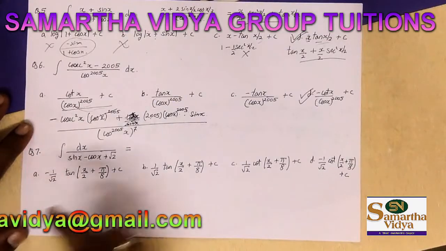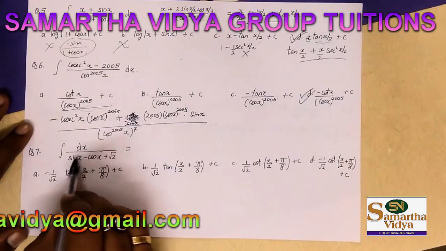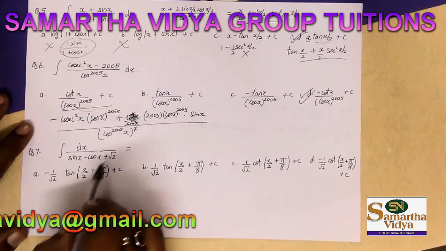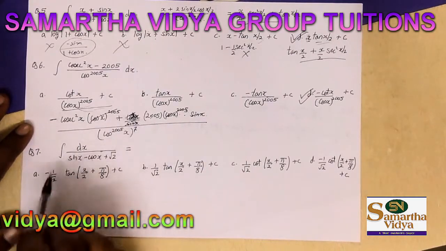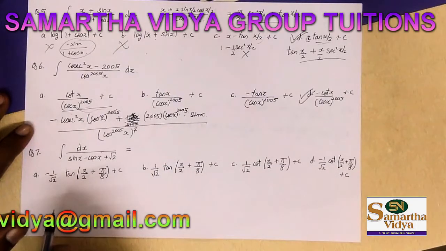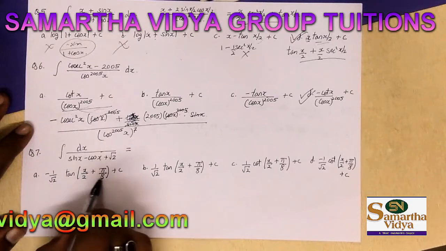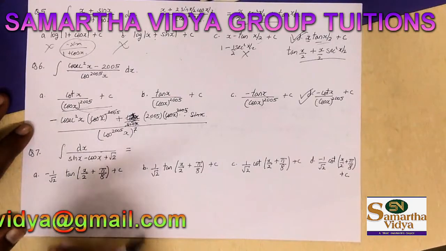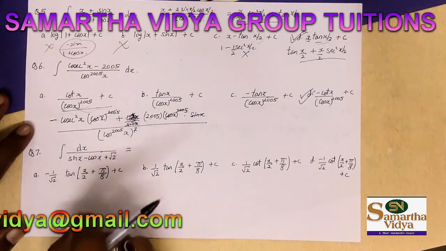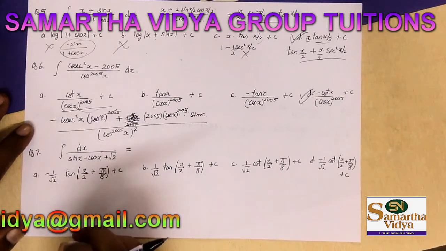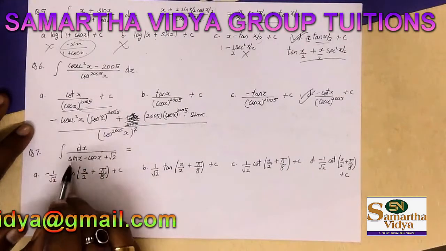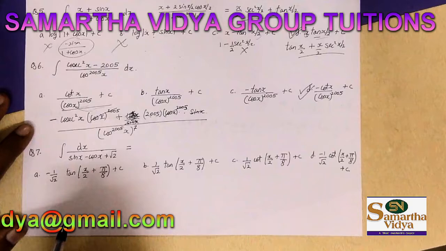Moving on to the next one, we have the integration of dx upon sin x minus cos x plus root 2. Now, if you are thinking about finding the derivatives of the options which are given, you have to see that the answers are given in half angle formulas. So if you just go directly and find the derivative, it's going to be really difficult to solve it. So the suggestion would be to solve the integration itself.